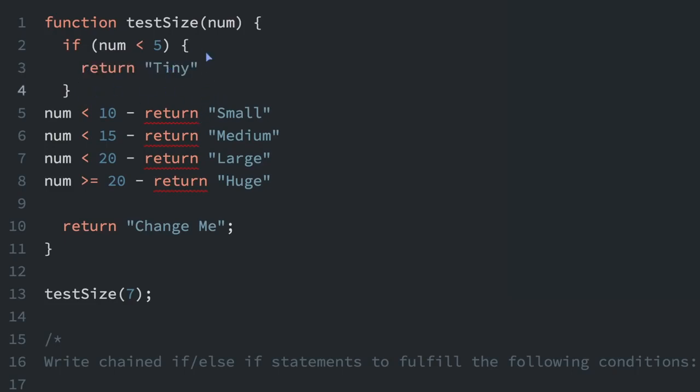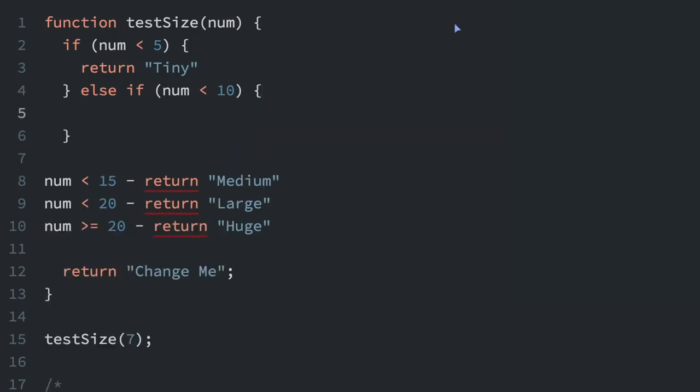Now we're going to use an else if statement. And I've got the curly braces. First of all, I need to put the condition in these parentheses. I'm just going to cut this. Number is less than 10, put it right here, and we're going to return this small. So I'll put that in the curly braces here.